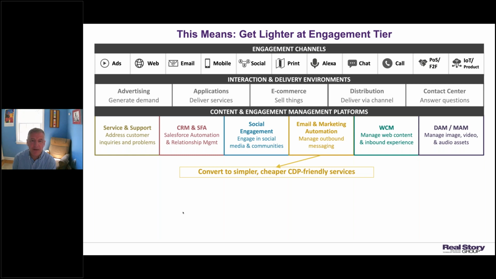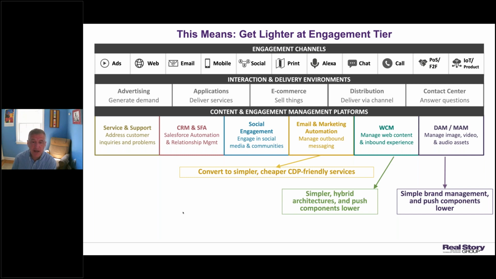So certainly in the ESP and marketing automation platform space, we're seeing some enterprises converting to simpler, cheaper services that are more CDP friendly, that can work with your CDP platform where most of the data management is happening, and you just rely on these sorts of platforms for messaging. You can do it much cheaper and much simpler going forward. Similar story with respect to DAM, where you can maybe focus your DAM on more brand asset management as you push some complexity lower in your stack to omnichannel content platforms.